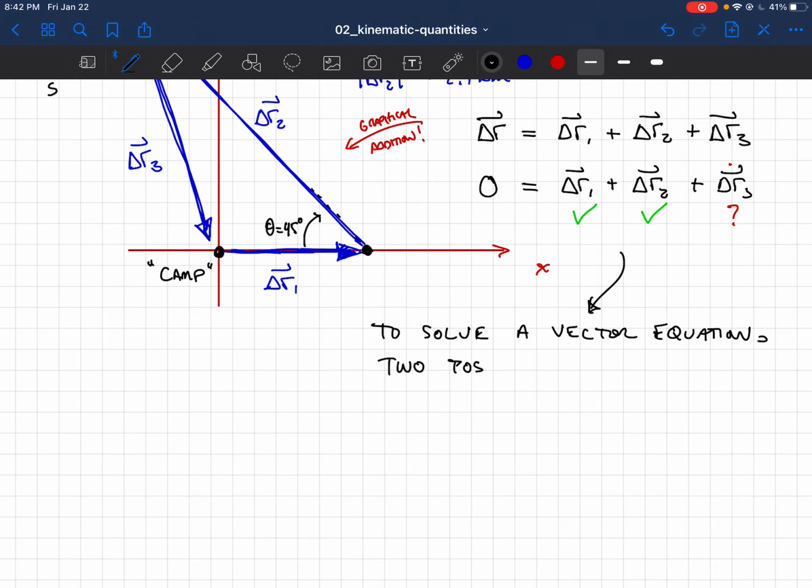there are two possible routes. So the first one is graphical, and the second is algebraic.